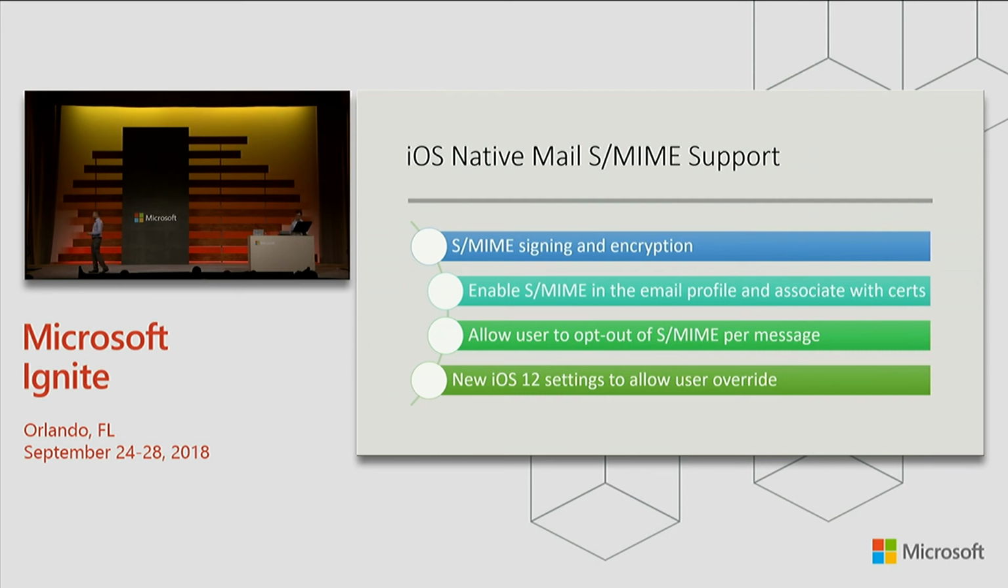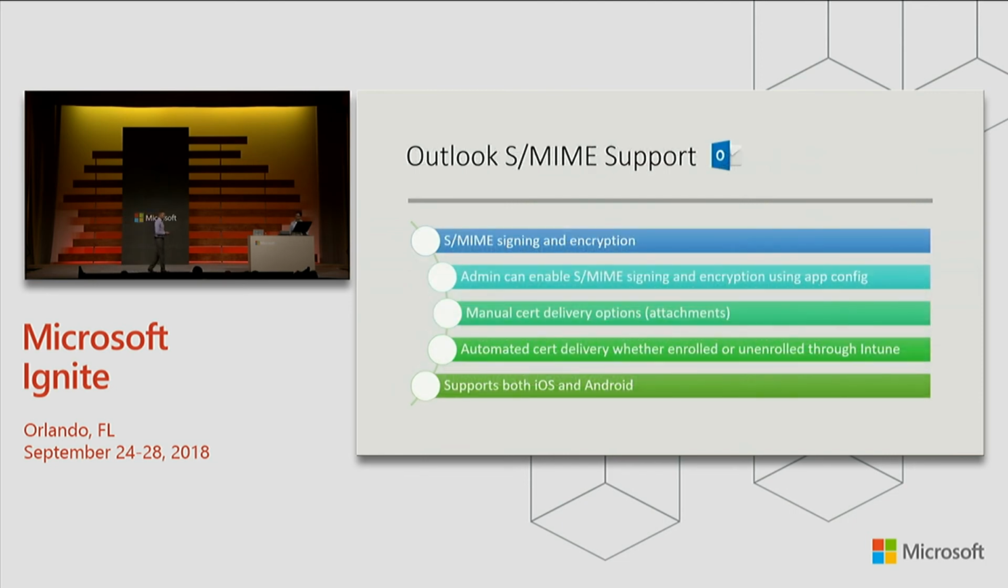The next part, this has been a really huge request from a lot of customers, and that's supporting S/MIME in Outlook Mobile on iOS and Android. So we are actively working on this. We know this is a big ask from a lot of our highly regulated customers, even customers that aren't necessarily highly regulated, but have these requirements. And we're adding a bunch of capabilities here.